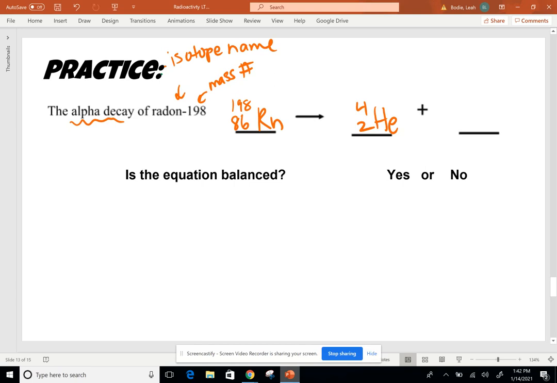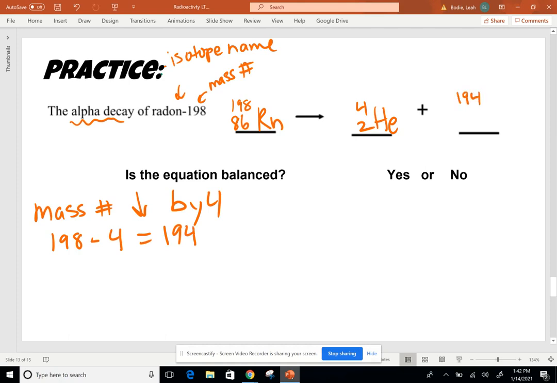So remember with alpha decay, our mass number here is decreased by 4. So my starting mass number is 198. So I go ahead and I subtract 4 and I get 194. So that is my new mass number. And then my atomic number is decreased by 2. So I started with 86 and I minus 2, and that gives me a new atomic number of 84. So I'll write that in.